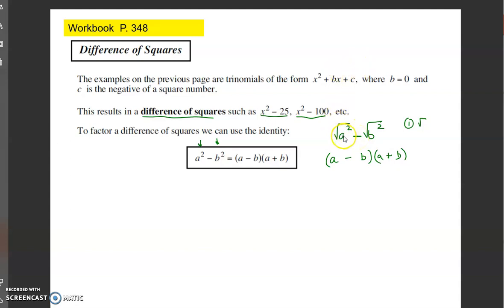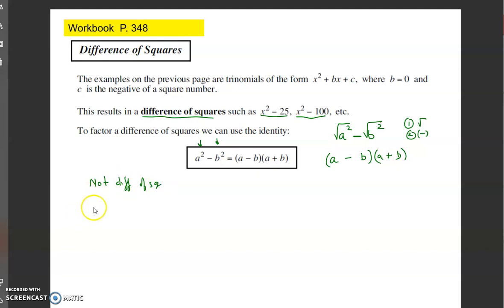So first, these should be perfect squares. That means I should be able to take a square root of them. Second, they should have a subtraction sign in between. If you don't have a subtraction sign, you cannot do difference of squares. Okay? So here are some examples of where you cannot do difference of squares. So these are not difference of squares scenarios.